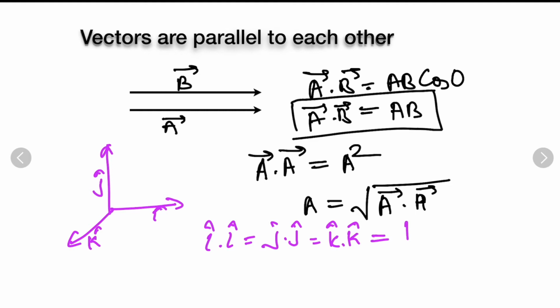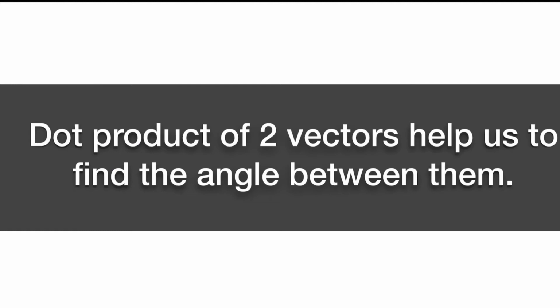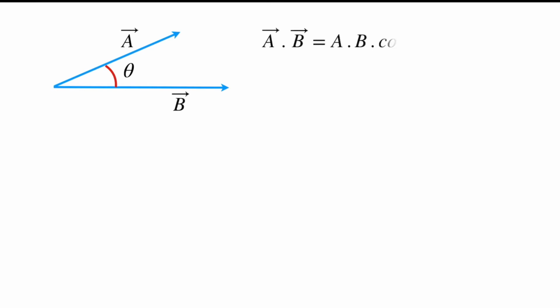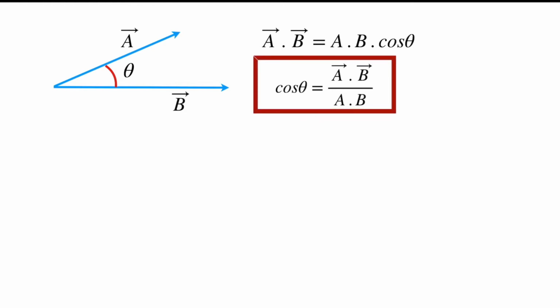Now let's find out how we can use the dot product of two vectors to find the angle between them. Here there are two vectors, vector A and vector B, having angle theta. So the dot product of A and B is AB cos theta, and from here we can find cos theta. So that will give us the angle between vector A and vector B.